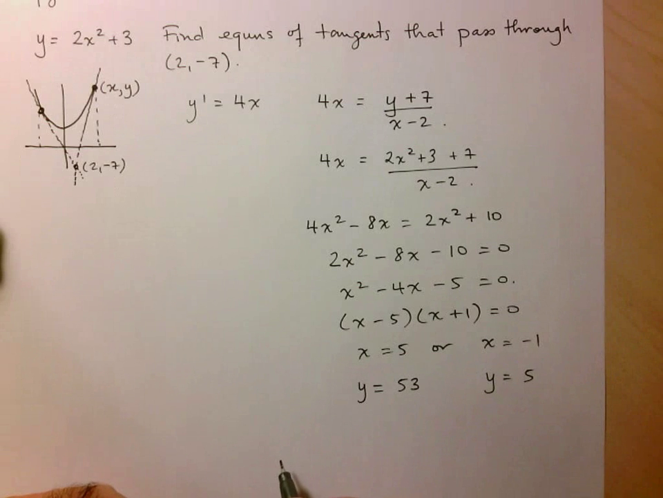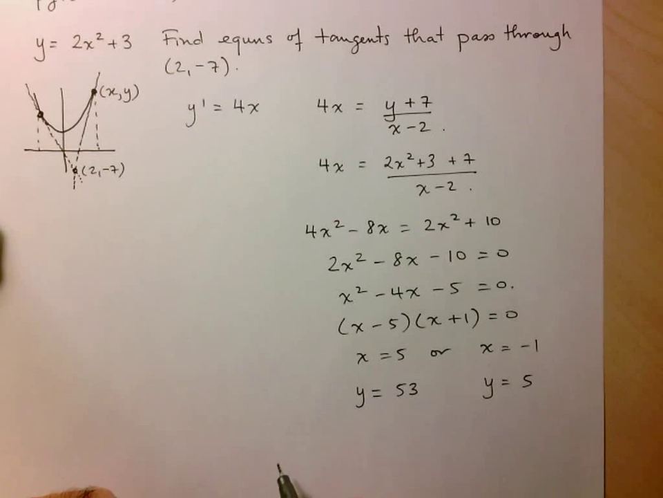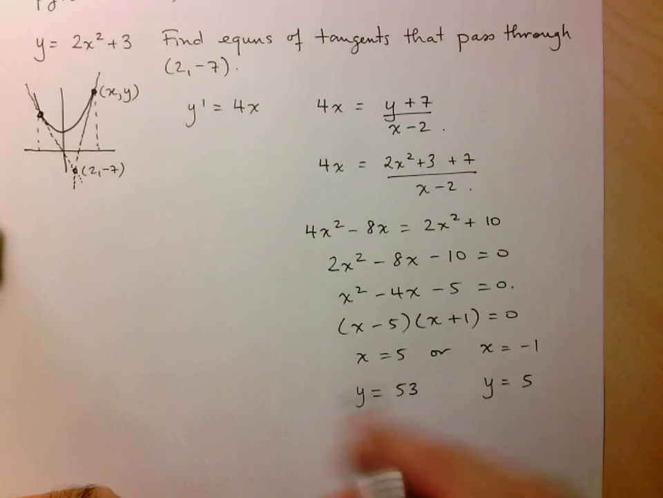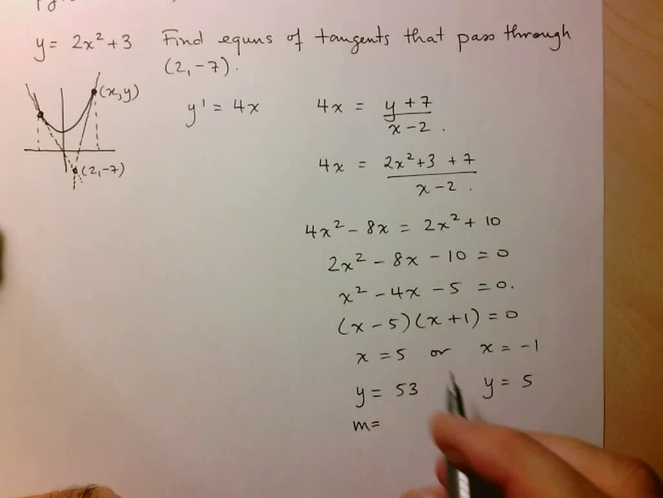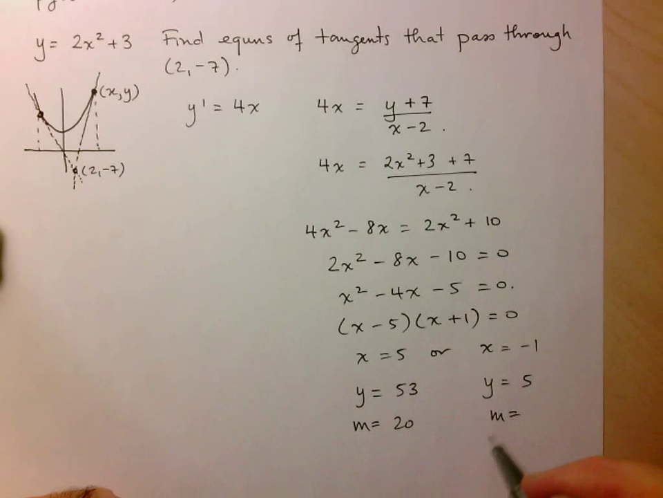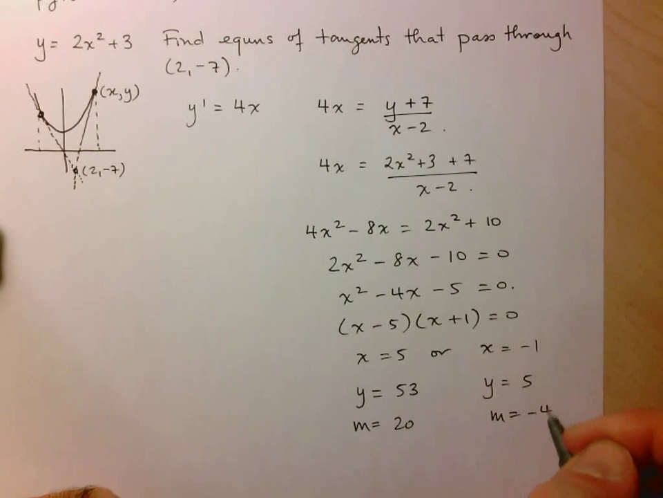Okay, so now I have this point on the line, and I just have to determine the slope, and the slope, of course, is given by 4x. So here the slope is going to be equal to 4 times 5 is 20, and here this slope for this line is going to be equal to 4 times -1, -4.